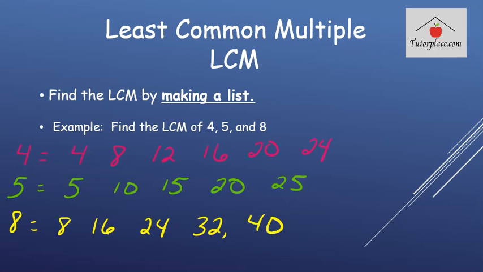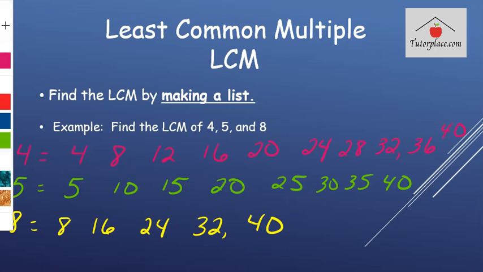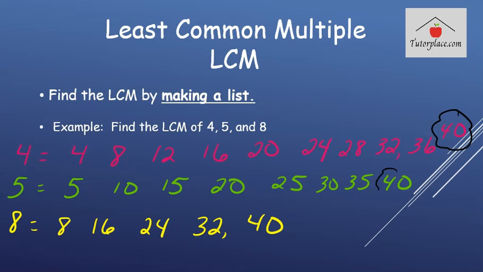32, 40. Now I know that 5 is going to go to 40, so 30, 35, 40. So good so far. And then, hopefully you realize that 4 will go into 40 as well. So we have 40, 40, and 40. So the least common multiple between all 3 numbers is the number 40.